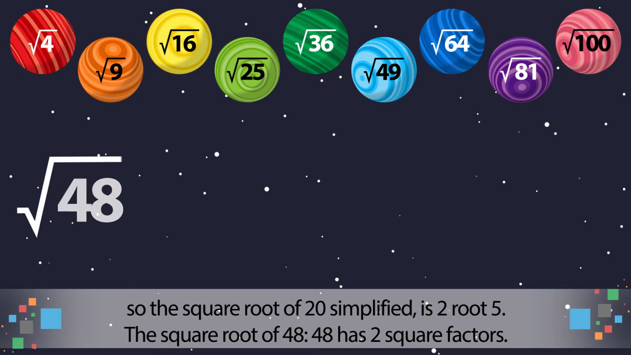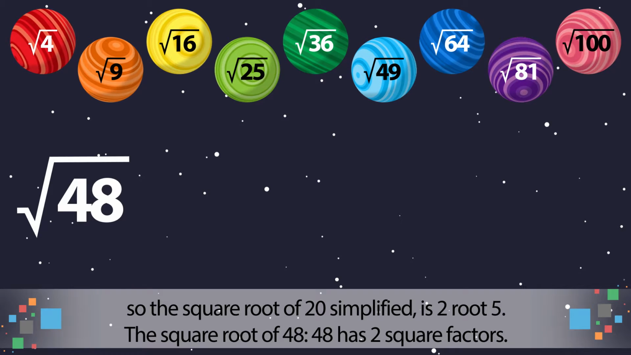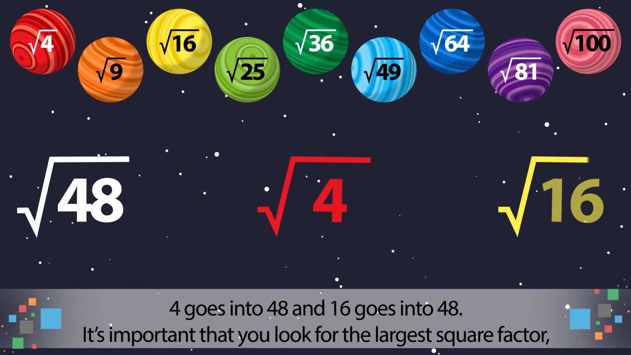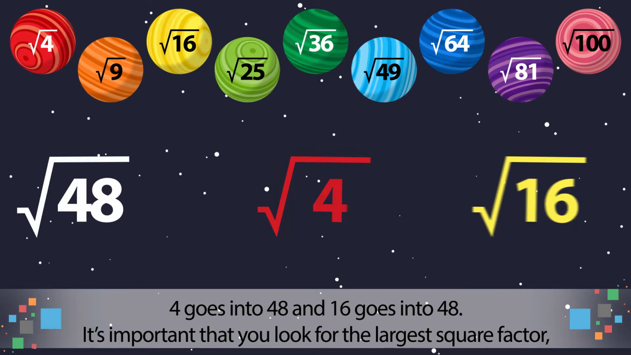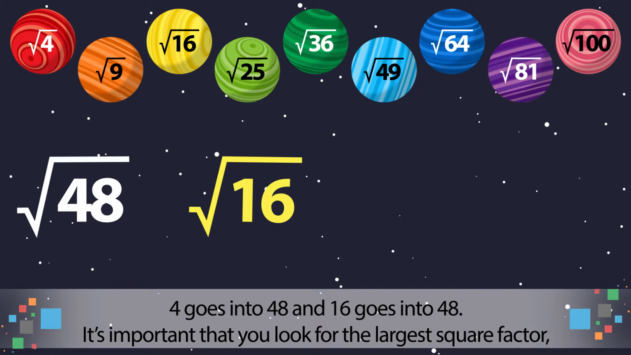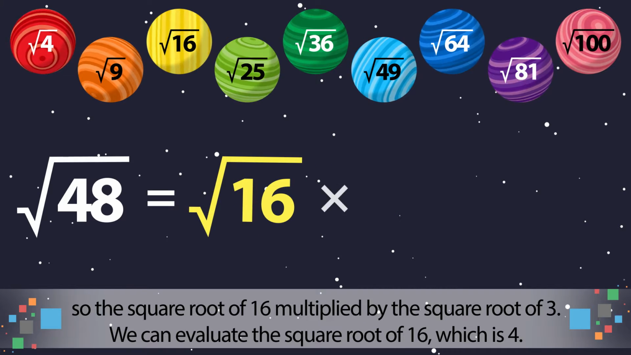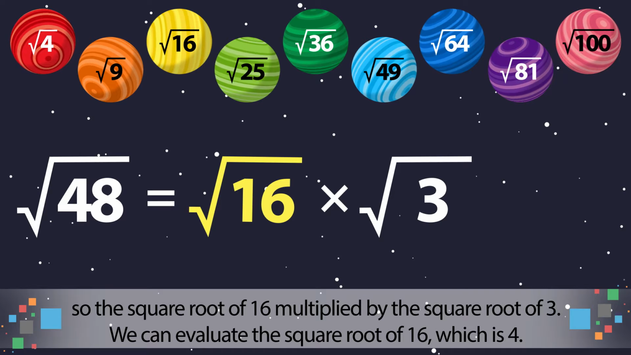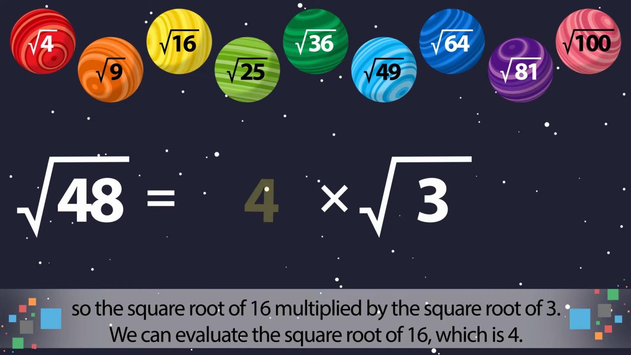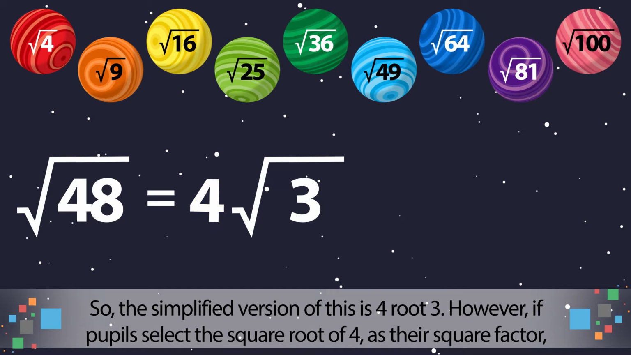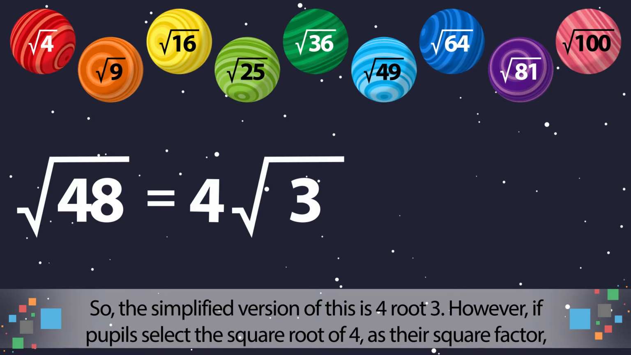The square root of 48. 48 has 2 square factors. 4 goes into 48 and 16 goes into 48. It is important that you look for the largest square factor, so the square root of 16 multiplied by the square root of 3. We can evaluate the square root of 16, which is 4, so the simplified version of this is 4 root 3.